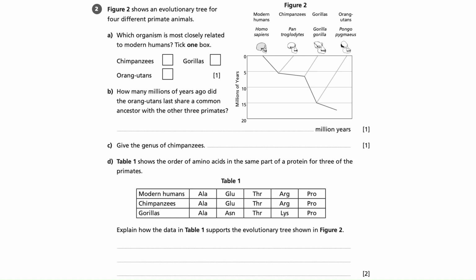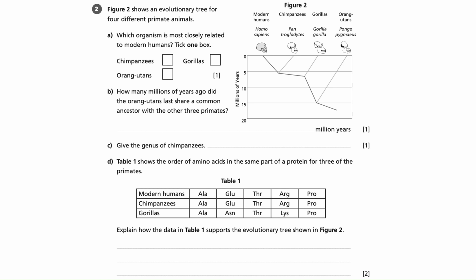Question 2. Figure 2 shows an evolutionary tree for 4 different primate animals. Part A. Which organism is most closely related to modern humans? Tick one box. We can see the options are chimpanzees, orangutans, and gorillas.